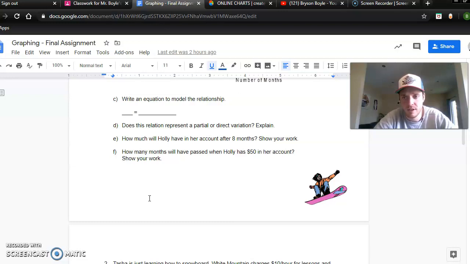Is it direct or partial variation? Well, does it go through 0, 0, or does it not? If it goes through 0, 0, it's direct. If it doesn't, it's partial. Or you can think of it this way. If it has a constant, it is partial. If it doesn't have a constant, it's direct.